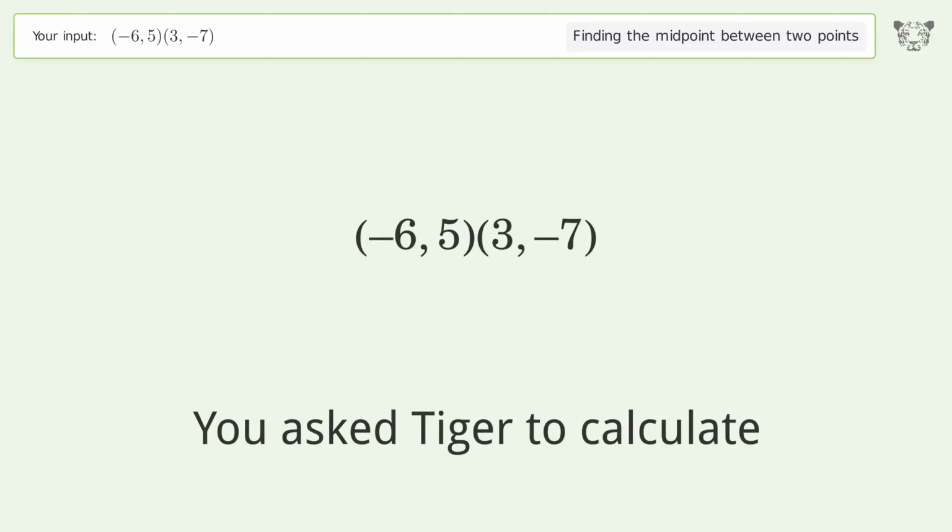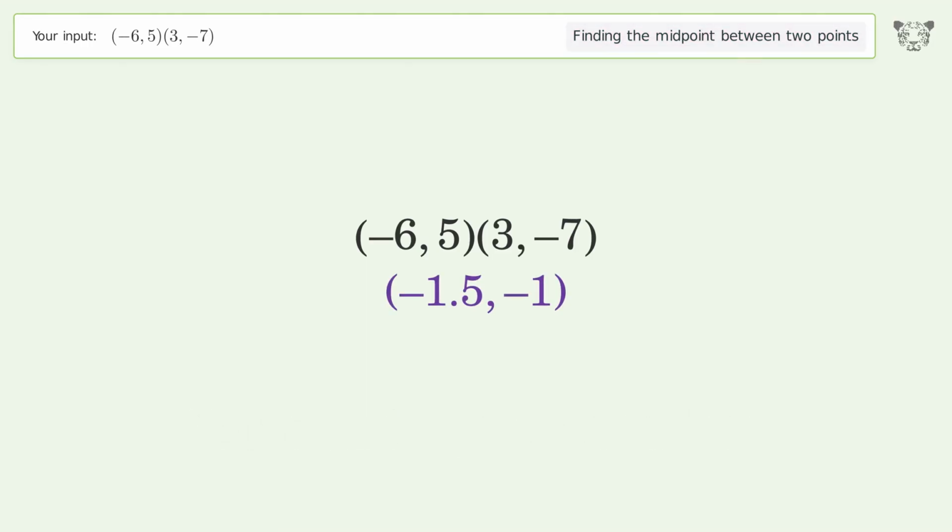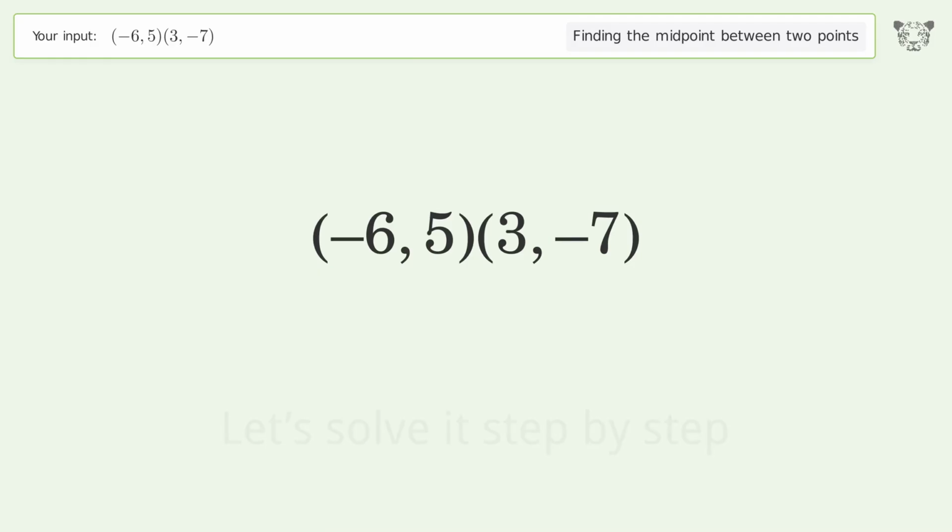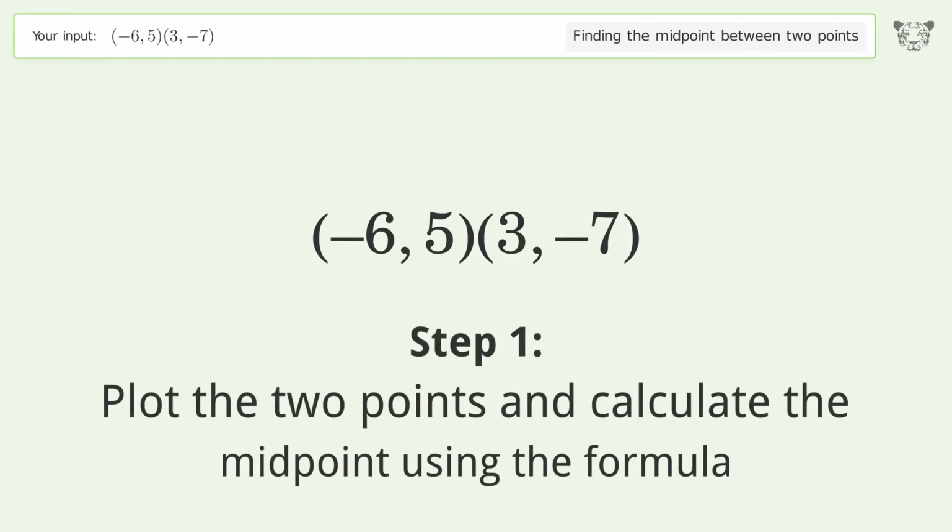You ask Tiger to calculate. This deals with finding the midpoint between 2 points. The midpoint between the 2 points is -1.5, -1. Let's solve it step by step. Plot the 2 points and calculate the midpoint using the formula.